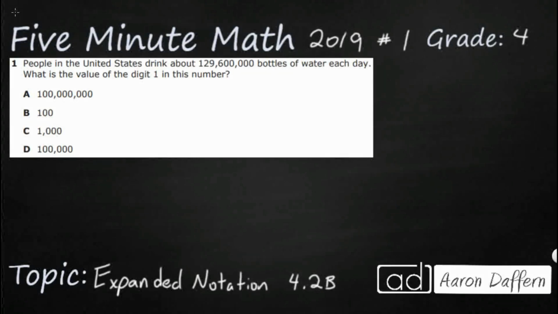Today we are looking at the 4th grade concept of expanded notation. This is standard 4.2b in the great state of Texas, and we are using item number 1 off the 2019 released STAAR test. If you have not done so already, please go ahead and take a moment to pause the video, work this problem out on your own, unpause it, and then we will look at our answers together.